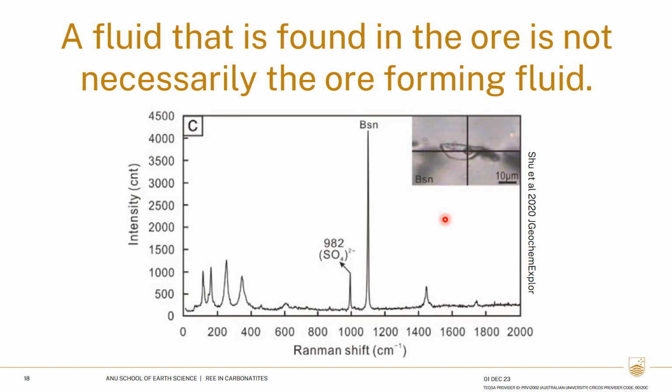Okay, here's an example from a fluid inclusion in bastnasite, which is ore, and it's some kind of sulfate. Does that mean that sulfate was important to make the bastnasite? I say no, and I'll show you later why that is the case.